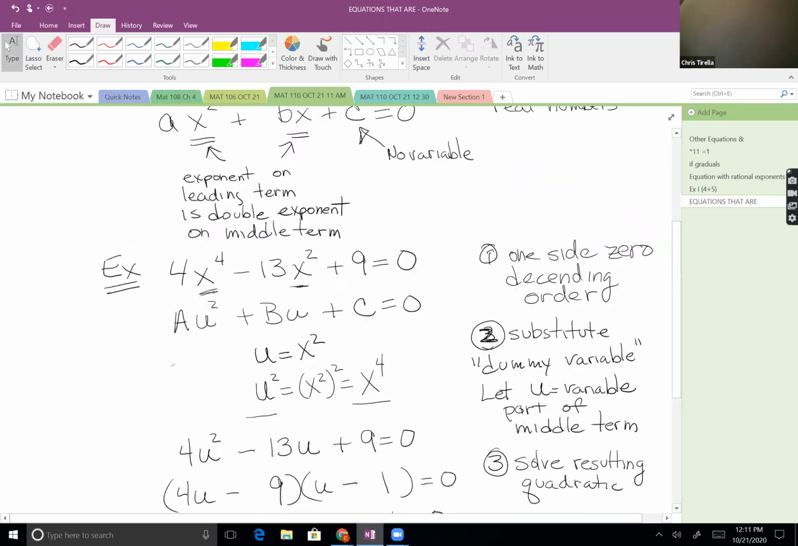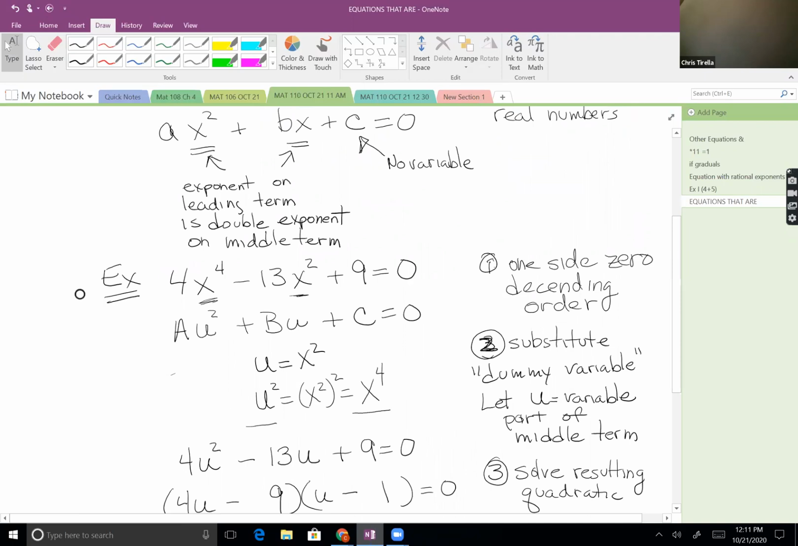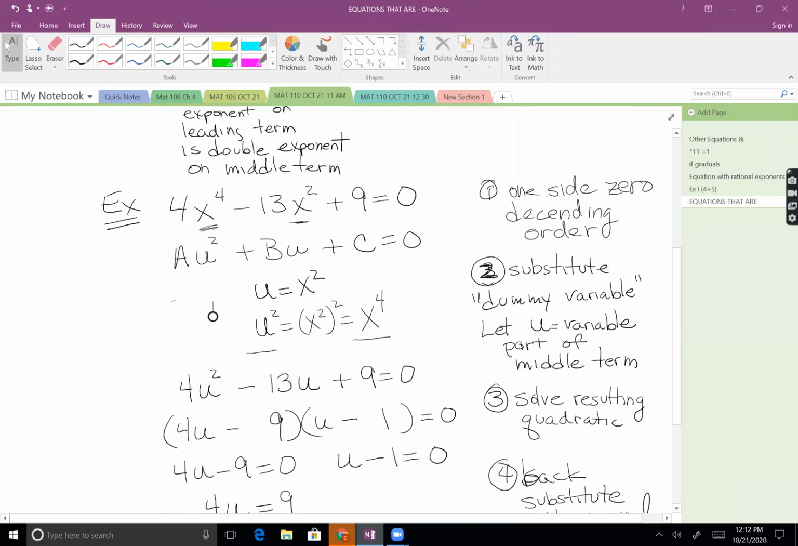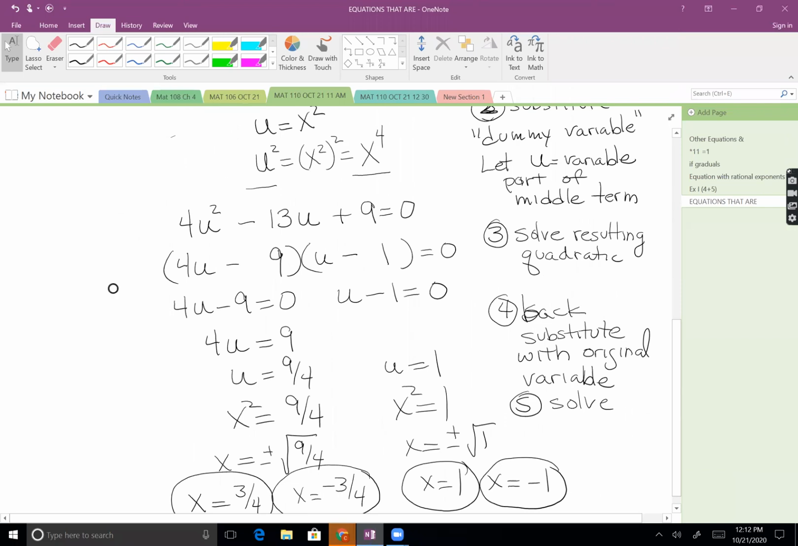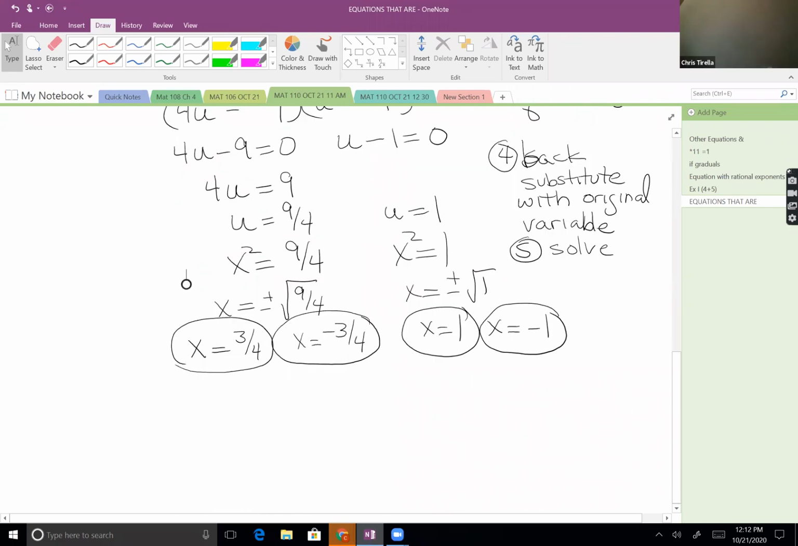Quick backtrack. Does everybody notice how this one isn't quite quadratic because it's 4th power, but it's got that trinomial descending order where one exponent is half the other? That's when I know that I'm going to use this idea of u substitution, putting in another variable for the x squared, which then turns it into a quadratic that I can then solve. But then I have to go back and remember what u was supposed to represent and solve for the original variable. We'll look at another one of these on Friday.